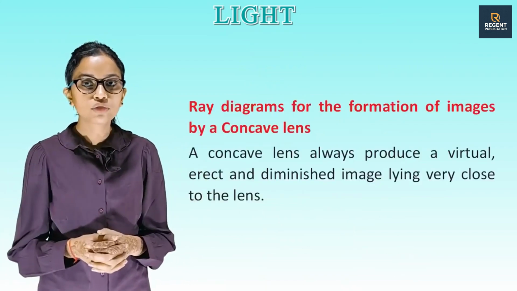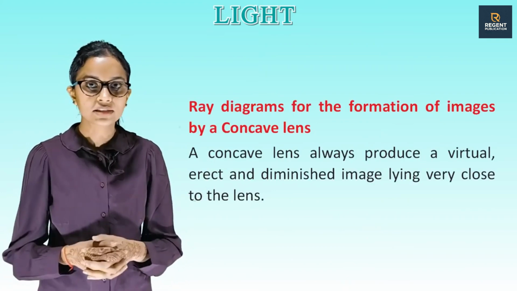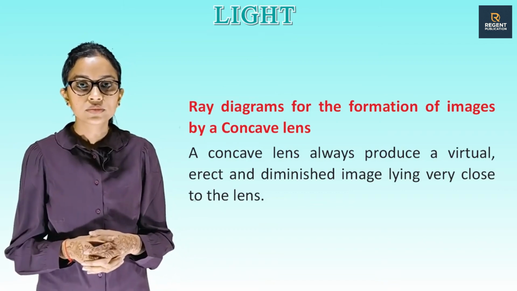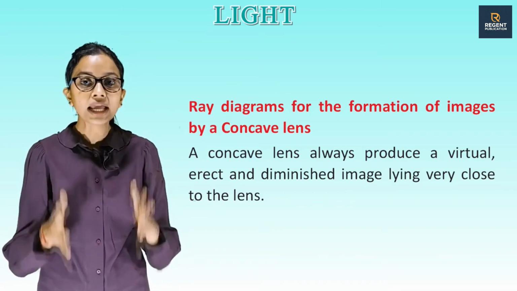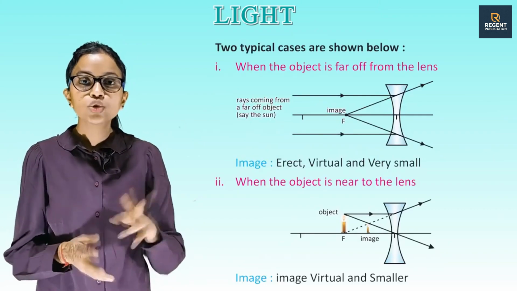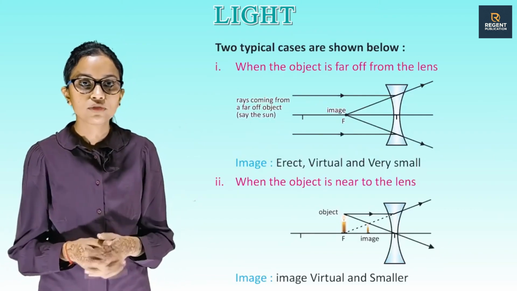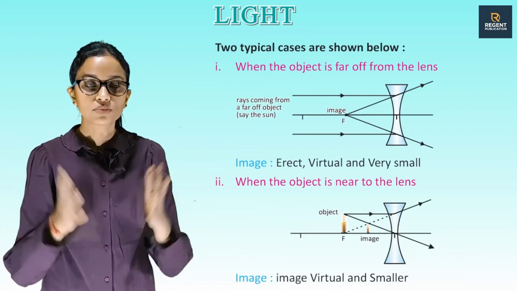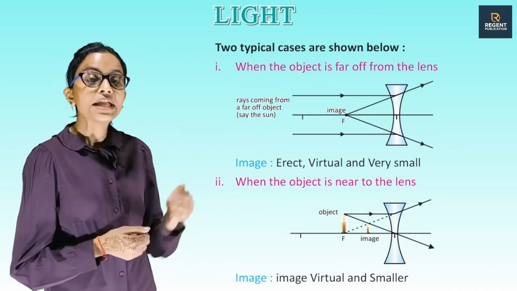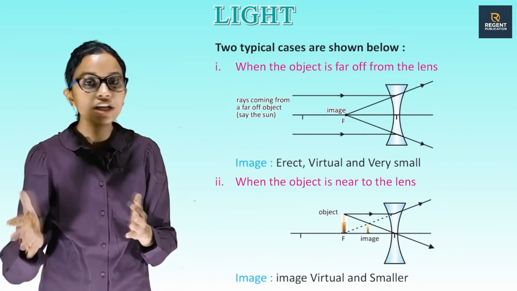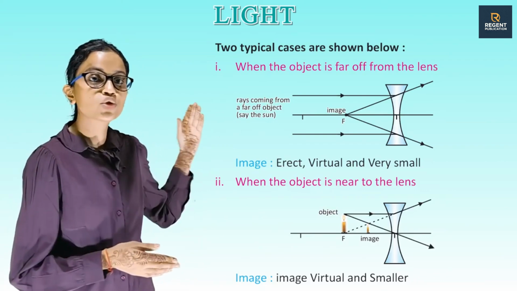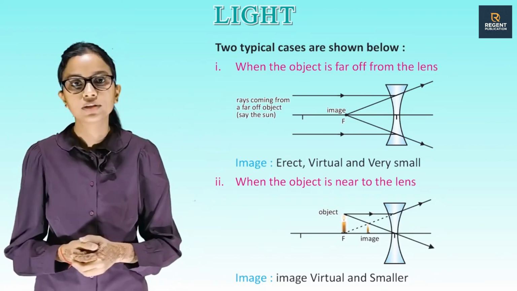Ray diagrams for the formation of images by a concave lens. A concave lens always produces a virtual, erect and diminished image lying very close to the lens. Two typical cases are shown below. When the object is far off from the lens, this diagram shows an erect, virtual and very small image. When the object is near to the lens, this diagram shows the image virtual and smaller.